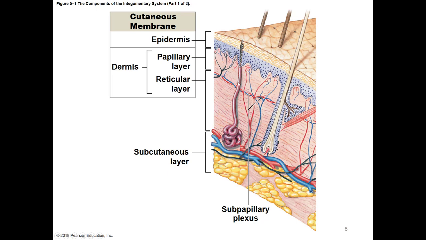And you can see the dermis is very active. We've got glands, blood vessels, hair, and then the subcutaneous layer, which is also known as the hypodermis, is found at the very deepest point. So this would be right before you touch muscle under the skin.